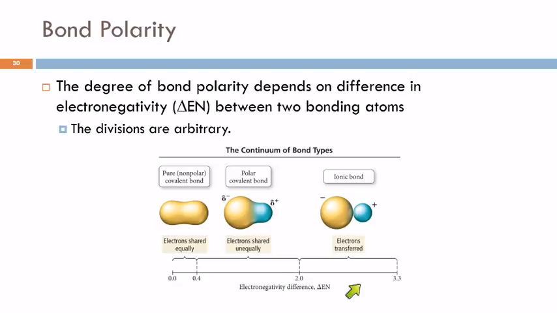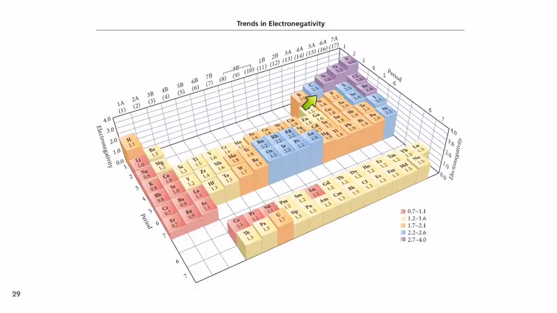You may need to refer to these divisions, the 0 to 0.4 and the 2.0, to answer some of the homework questions. And if you do that, then you need the table of electronegativities, right? So if we wanted to know if a carbon-hydrogen bond was polar or not, we'd have to look at the table and see that carbon is 2.5, hydrogen is 2.1, the difference is 0.4. So we say, well, that's essentially a nonpolar bond. You just take the difference. It's the difference in electronegativity between the two atoms that are bonding.